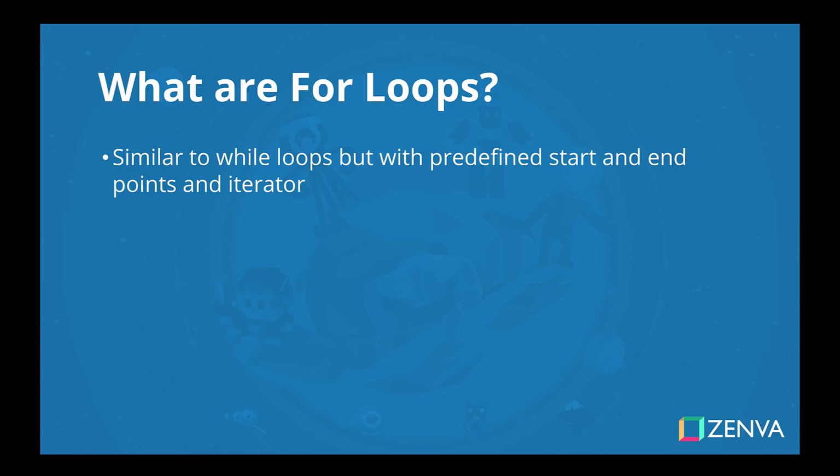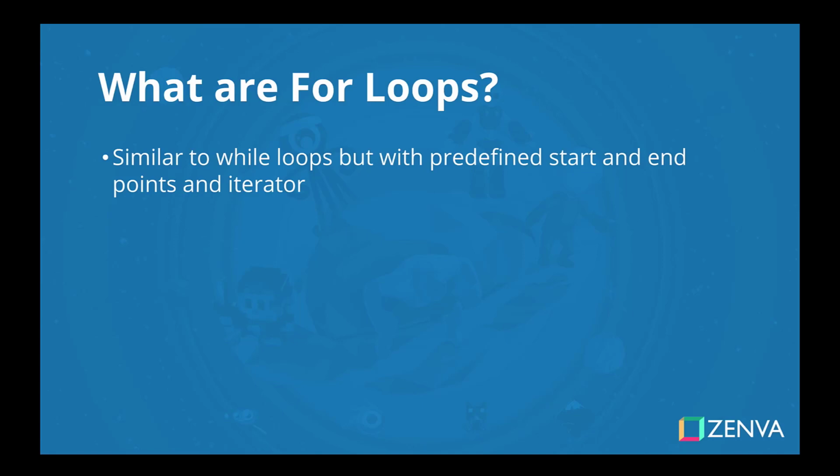It's really just a way to execute some code or some lines of code over and over again a set number of times. The difference is for loops have a predefined start and end point and an iterator. This means they don't ever run forever. We know exactly when they'll start, exactly when they'll end, and typically we attach an iterator variable to help us determine which iteration we're on.